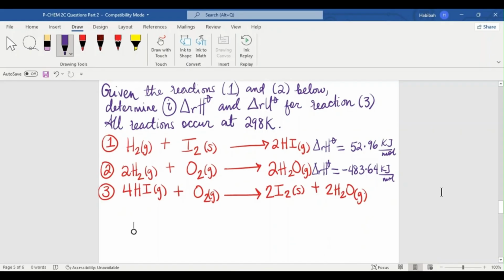Salam and welcome everyone. Today we're going to be working on the question on the screen that says, given reactions 1 and 2 below, determine the change in enthalpy of reaction as well as the change in internal energy of reaction for reaction 3.